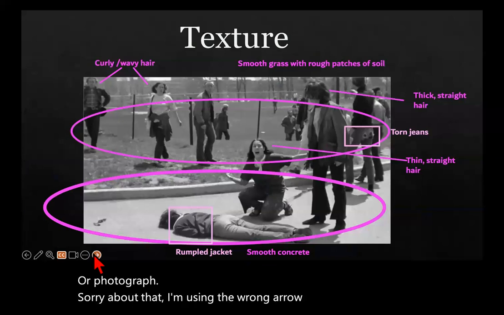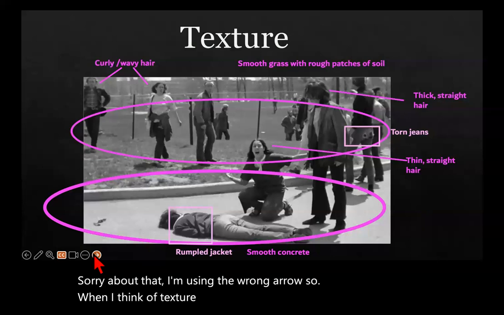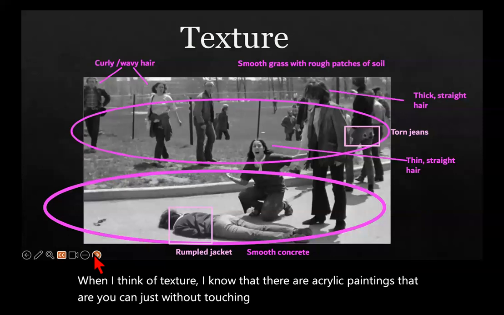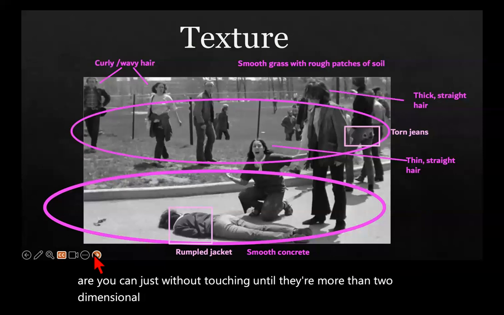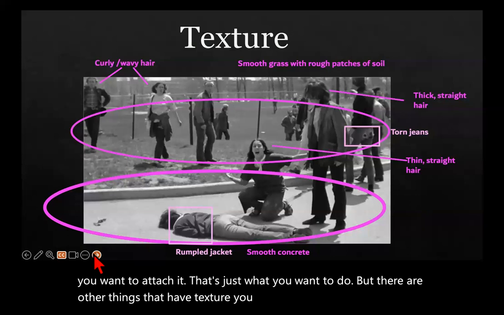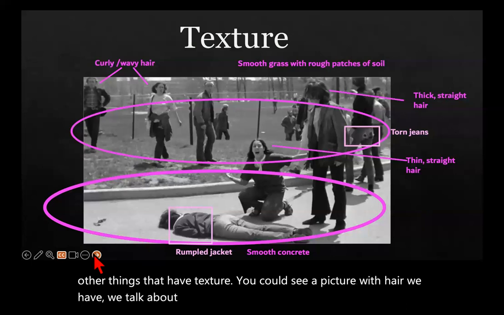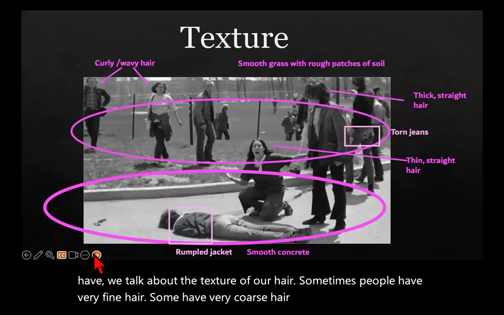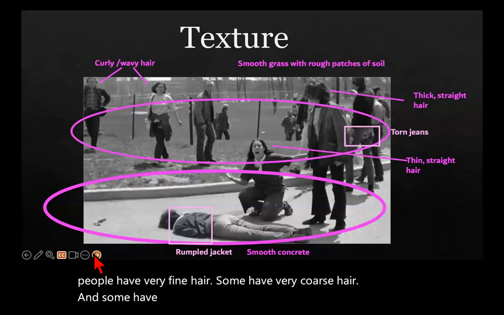So when I think of texture, I know that there are acrylic paintings that you can tell, without touching them, are more than two-dimensional. They're three-dimensional. The paint sticks out and you want to touch it. But there are other things that have texture. You could see a picture with hair. We talk about the texture of our hair. Sometimes people have very fine hair, some have very coarse hair, and some have no hair. So I guess their texture would be a smooth head.